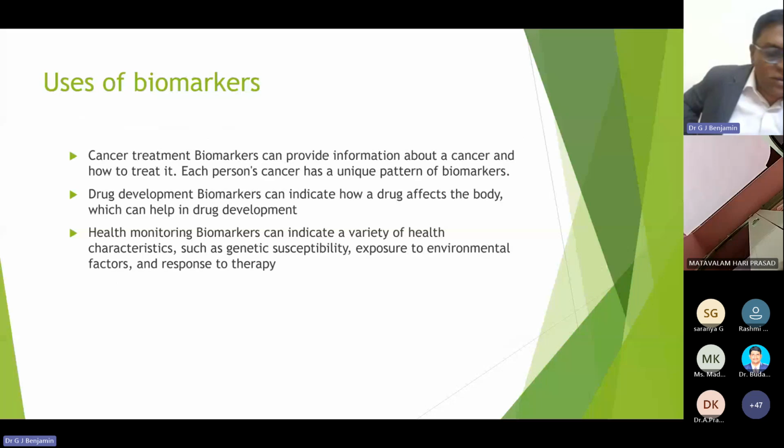Now, uses of biomarkers. In cancer treatment, biomarkers produce information about cancer and how to treat it, and each person's cancer has a unique pattern of biomarkers. In drug development, biomarkers can indicate how a drug affects the body, which can help drug development. Health monitoring biomarkers indicate a variety of health characteristics such as genetic susceptibility, exposure to environmental factors, and response to therapy.